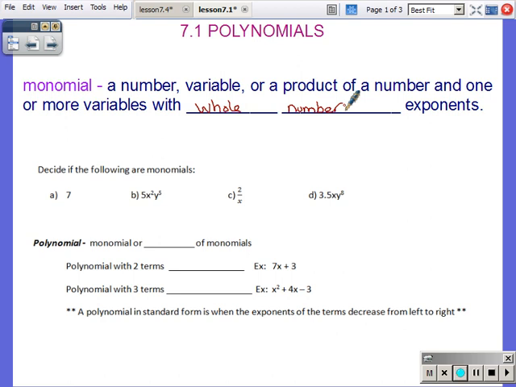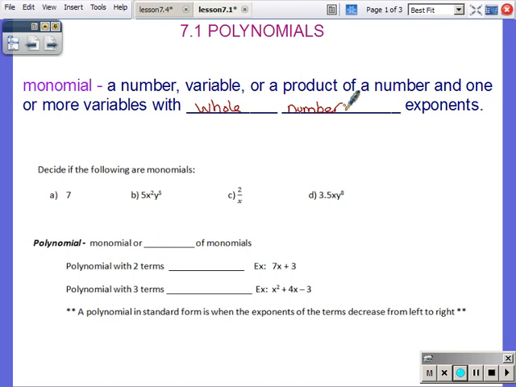So when you're looking to decide if something is a monomial or not, first, is it just a plain number? It can be any plain number. Fractions are good, so are negatives, so are decimals. Variables, any variable is fine. It can be a product of numbers and variables. The big thing you have to watch are exponents. Exponents must be whole numbers.